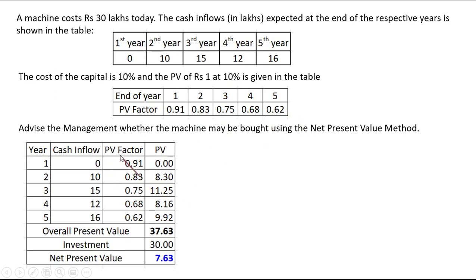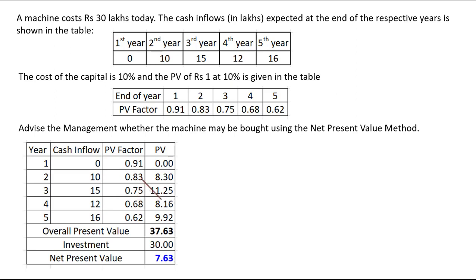And then we are multiplying these two numbers to get the present value. 0. 10 into 0.83 is 8.3 lakhs. 15 into 0.75 is 11.25 lakhs. So what is the meaning of this? The meaning of this is, though I'm going to get 10 lakh rupees after 2 years, it is as if I'm getting only 8 lakh and 30,000 rupees today. That's the present value of the 10 lakh that I'm going to receive after 2 years.